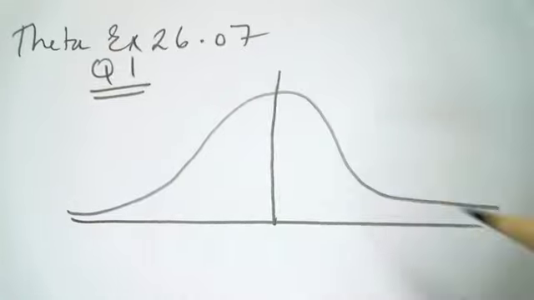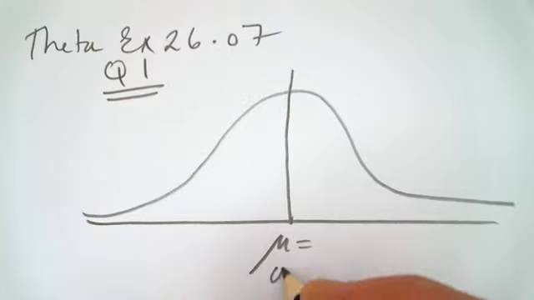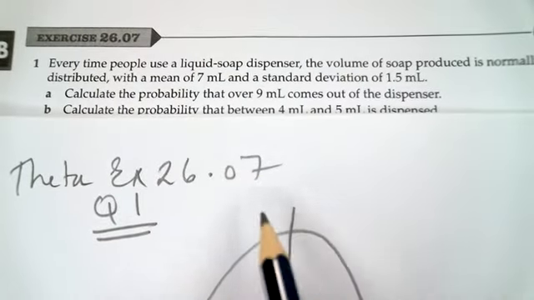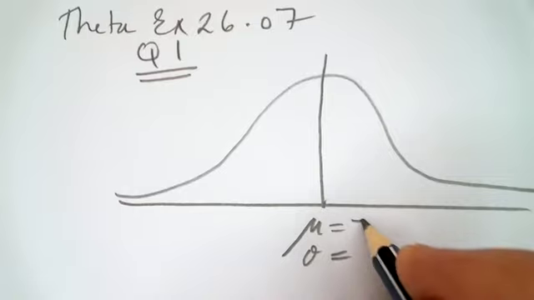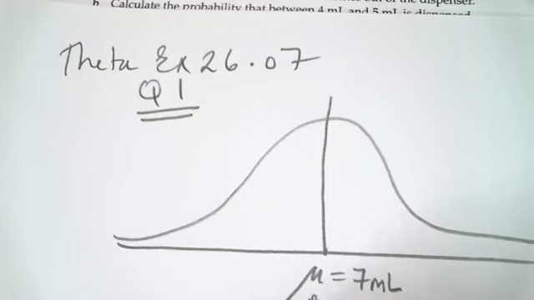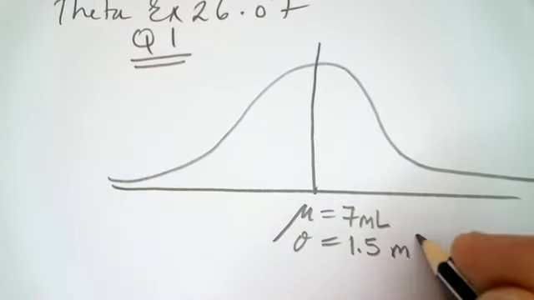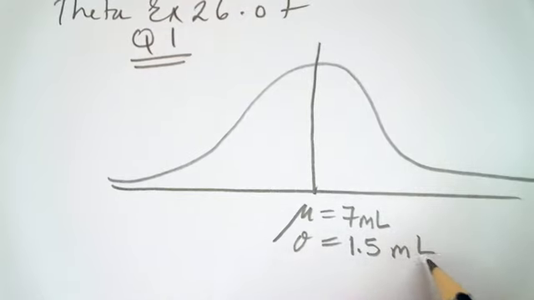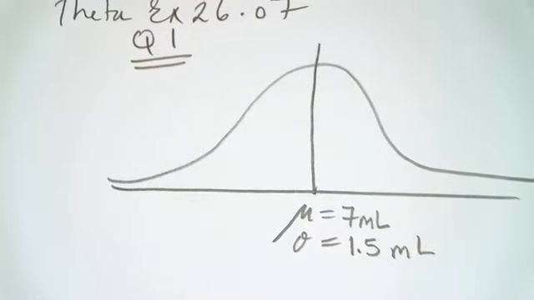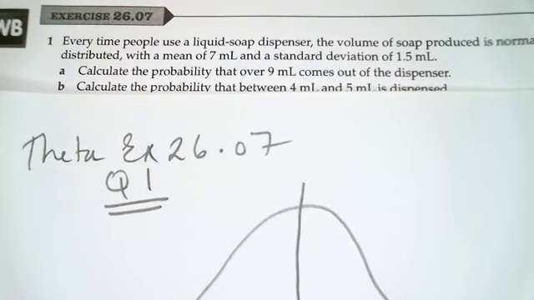So here is our mean. I've got a mu value here, and I'm going to have a sigma value here as well. My mean is 7 milliliters, so I'm going to write 7 in here, 7 milliliters, and of course my standard deviation is 1.5. Remembering really I should leave a gap in between the figures and the units. I didn't really do that here, so as I'm going through, I'm just noticing my mistakes. Okay, and it says calculate the probability that over 9 milliliters comes out of the dispenser.